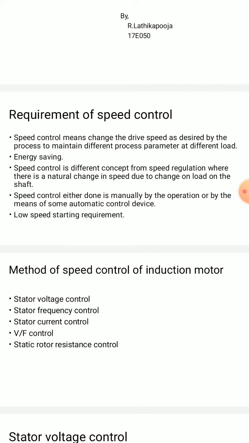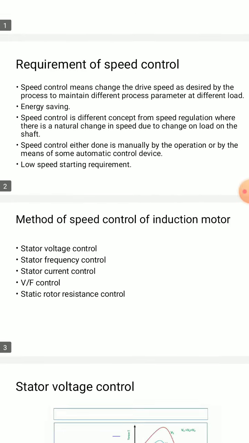Methods of speed control of induction motor. There are 5 types of methods of speed control of induction motor. They are stator voltage control, stator frequency control, stator current control, V by F, that is voltage frequency control, and static rotor resistance control.